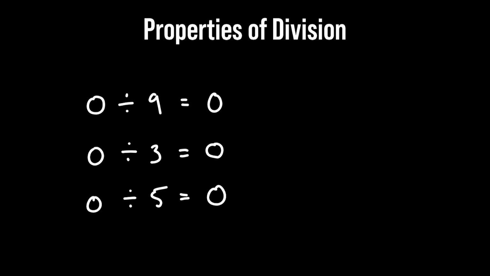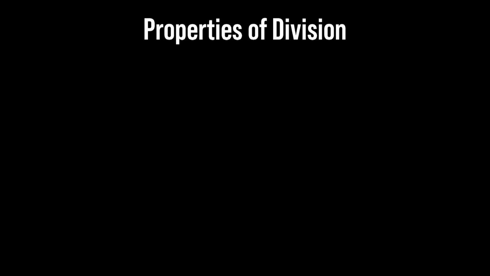How many times can you fit 9 into 0? None. How many times can you fit 3 into 0? 0 times. How many times can you fit 5 into 0? 0 times. And the last property is any non-zero number divided by 0 is undefined.